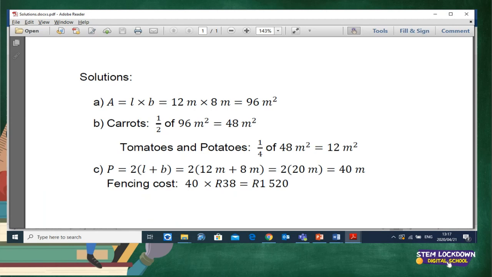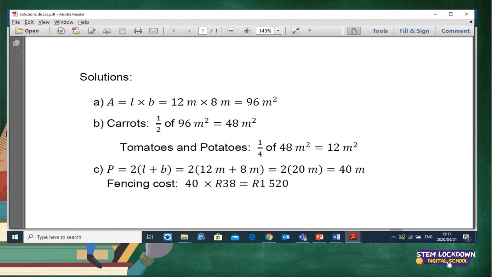In fact, each will be a quarter of 48, as it is indicated. So a quarter of 48 is 12 square meters. So in other words, each of those there will be 12 square meters. And of course, if you were to add them together there, they will definitely give you 96.